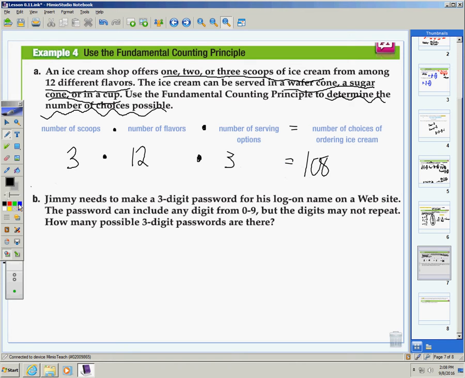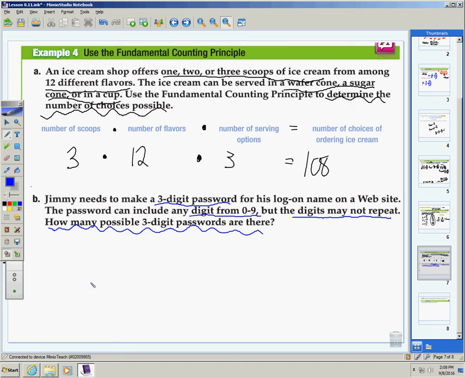Looking at part B, Jimmy needs to make a 3-digit password for his logon name, so it's a 3-digit password on a website. The password can include any digit from 0 to 9, but the digits may not repeat. We want to know how many possible 3-digit passwords are out there.